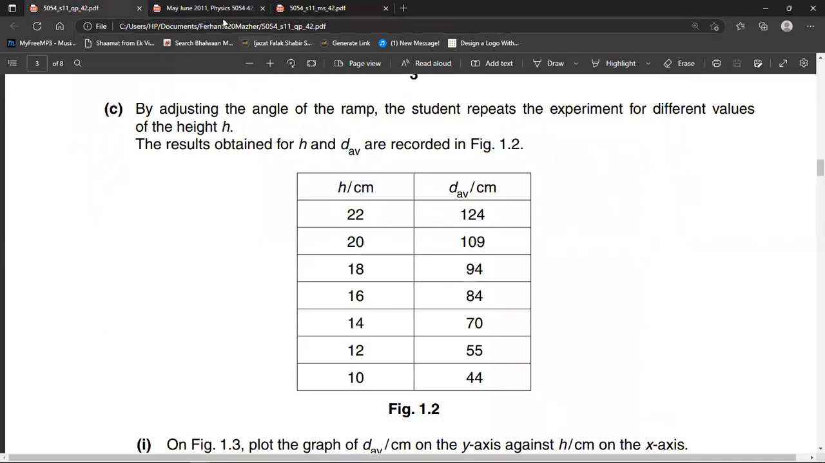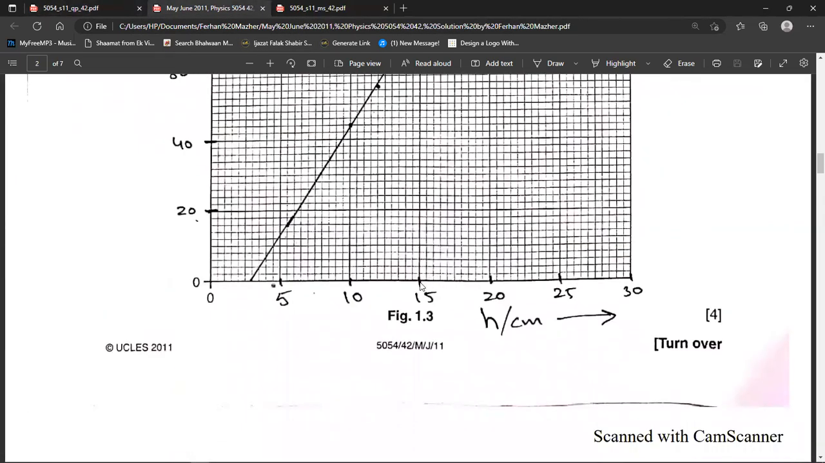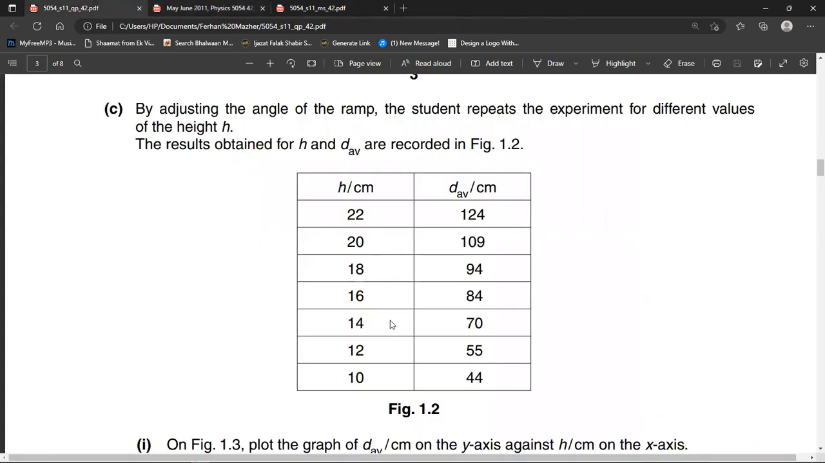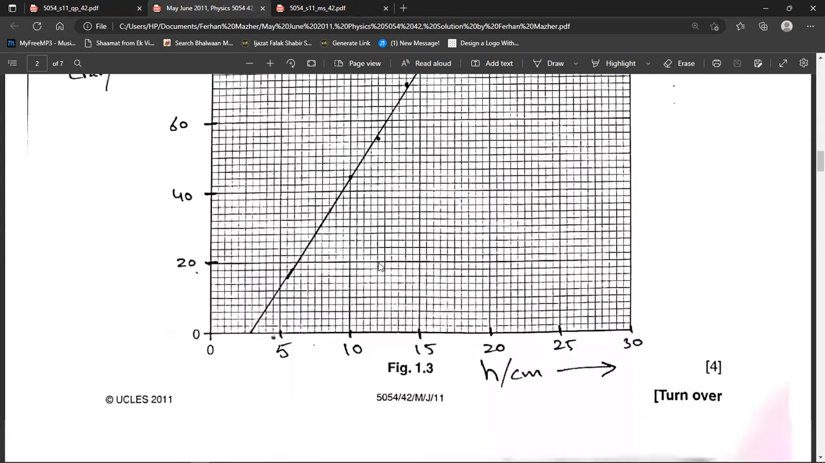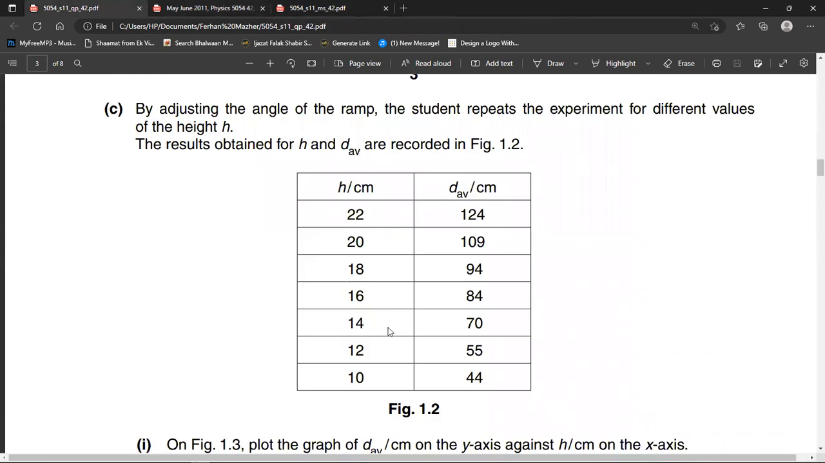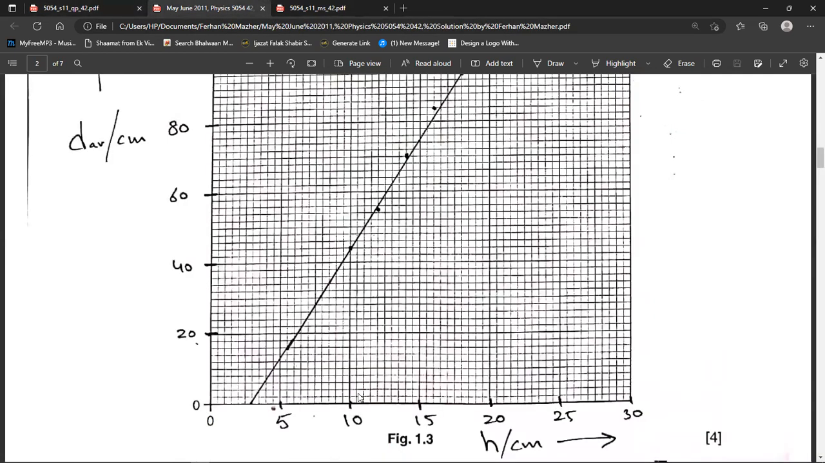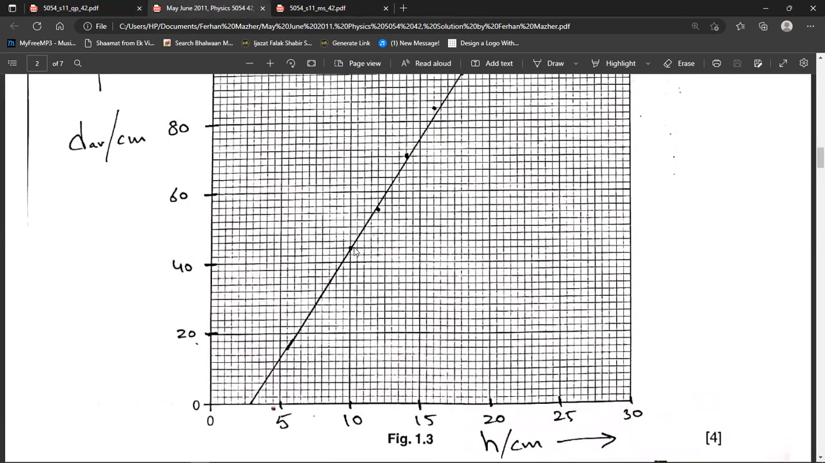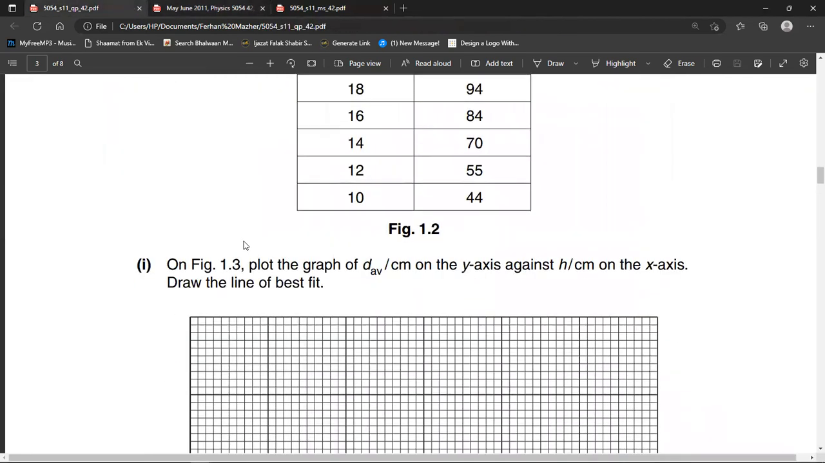And at 16, you have 84. At 16 will be this one, it will be 84. At 14, it's 70, so I'll put a dot here. At 12, it's 55. So the 12 is this, at 12 is 55. Put a dot here. And at 10, it's 44. Put a dot here. Then they ask us to draw the line of best fit.